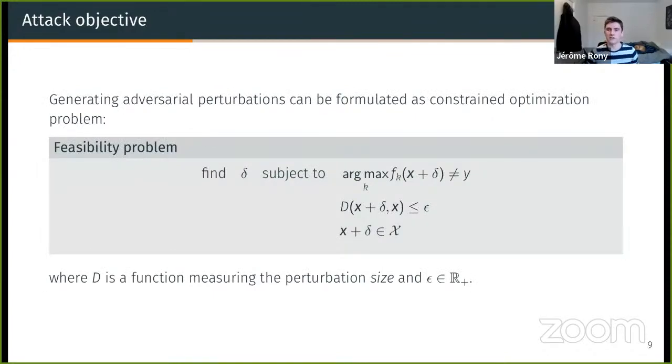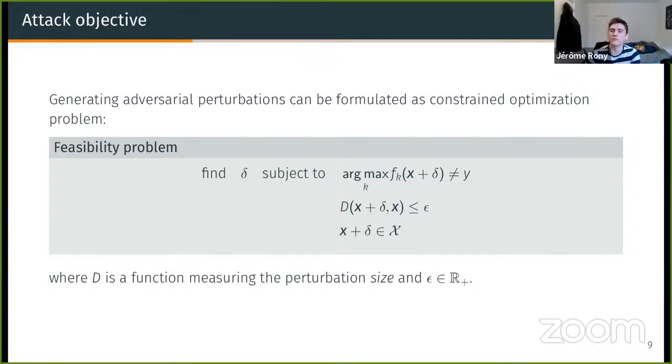So generating adversarial perturbation can be formulated as a constrained optimization problem, or more exactly as a feasibility problem. You just want to find a perturbation delta such that the argmax is different from the original label. And to that, you add two constraints.